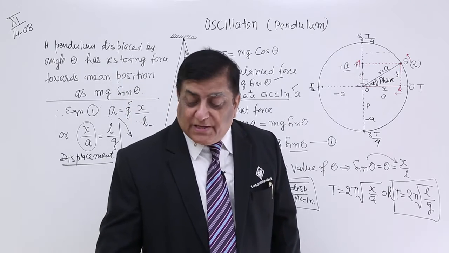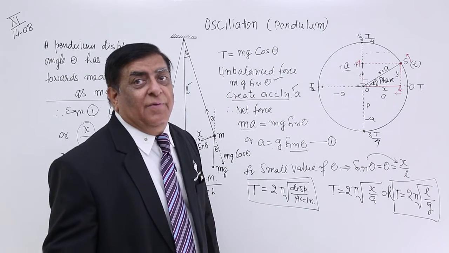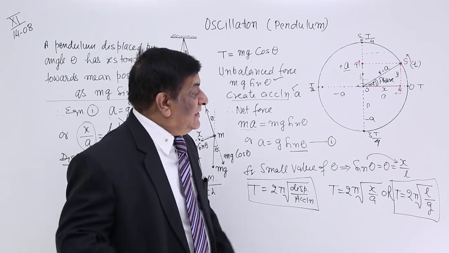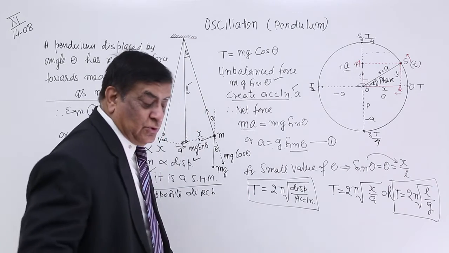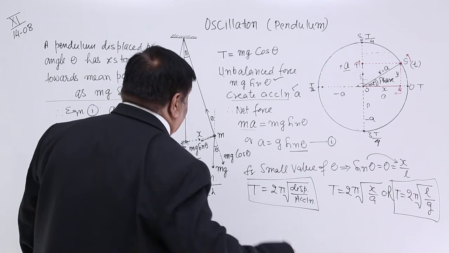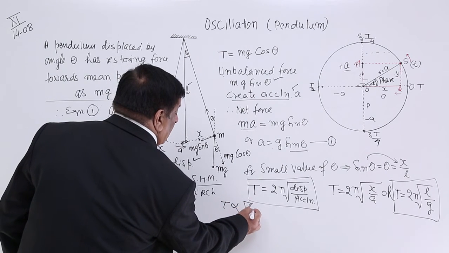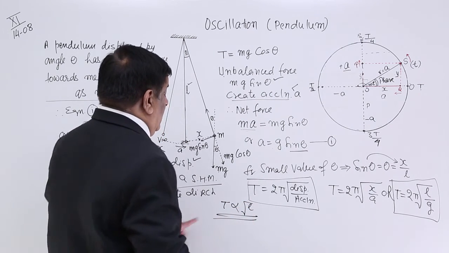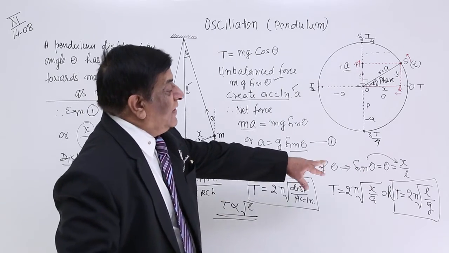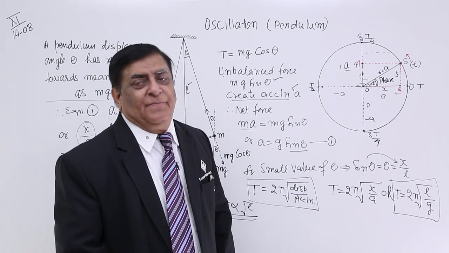Now there is a very important thing about pendulum. The time is proportional to square root of length. So we can put the values here, find out time period.